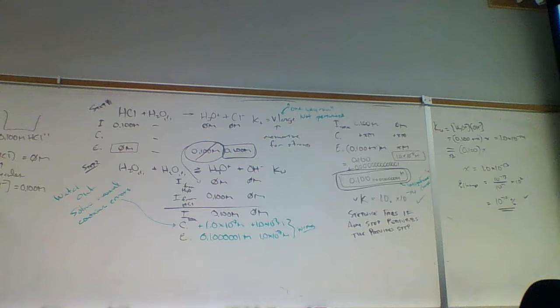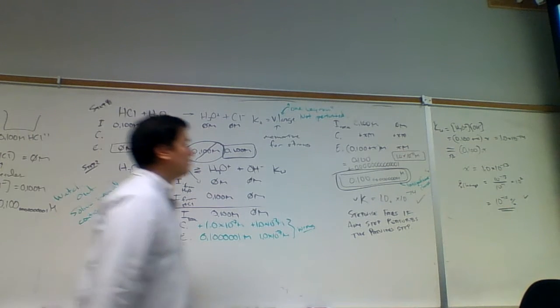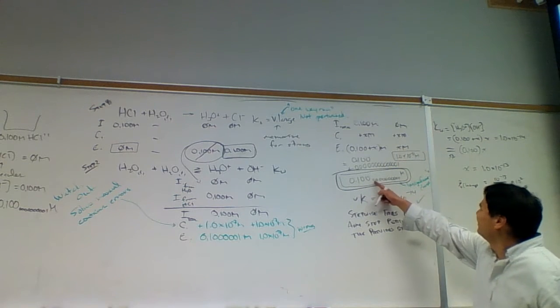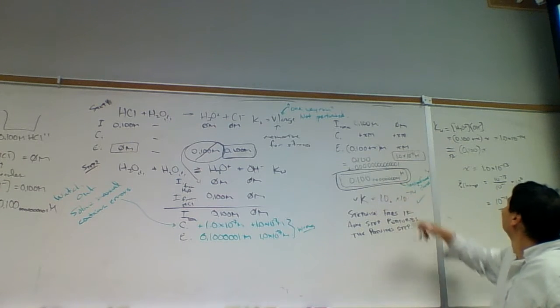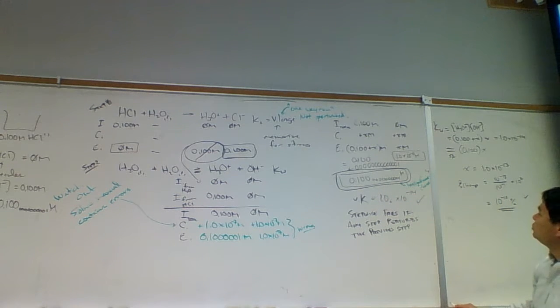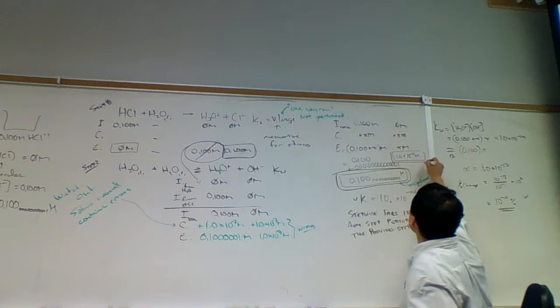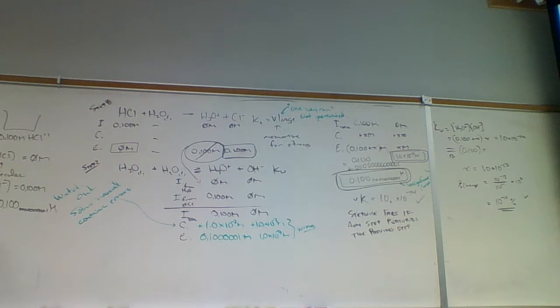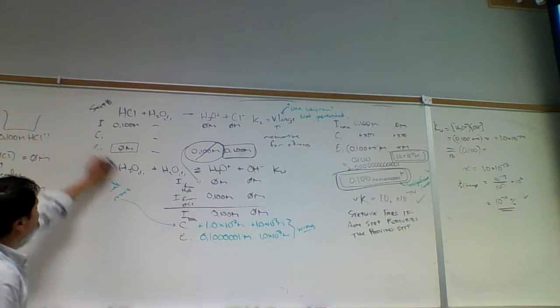So the hydronium is equal to 0.100 plus 0.000000001 molar. 9 zeros. Is that 9? After? 1, 2, 3, yeah. And then I have hydroxide. The concentration of hydroxide shown here. And the hydroxide is 1.0 times 10 to the minus 13 molar. And so that's the inventory.